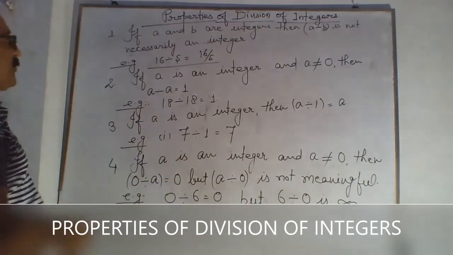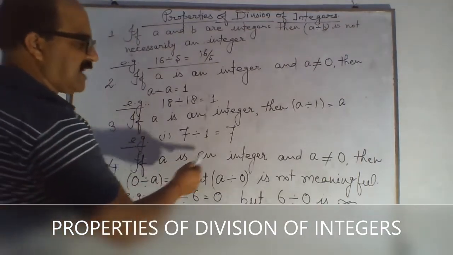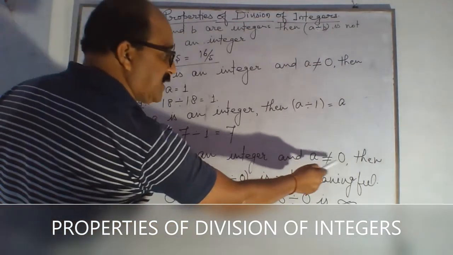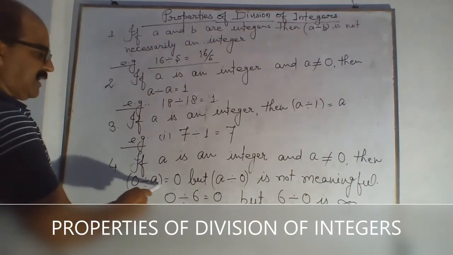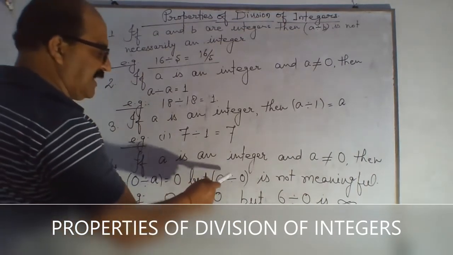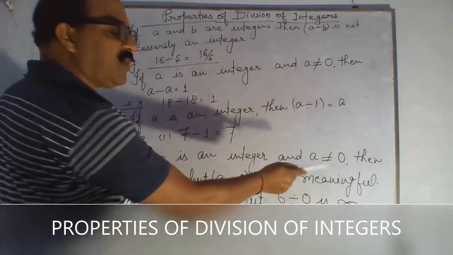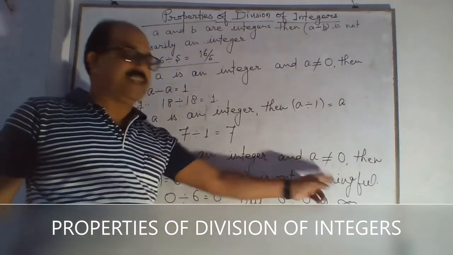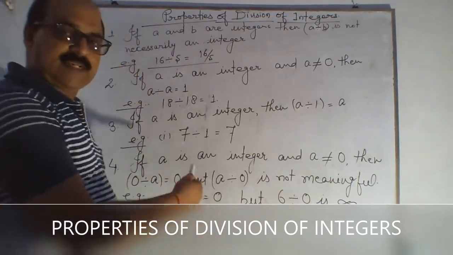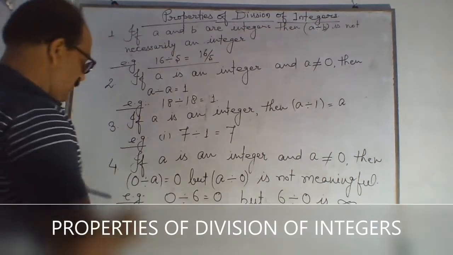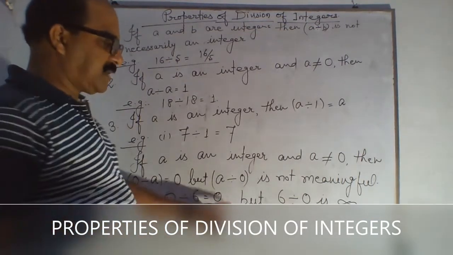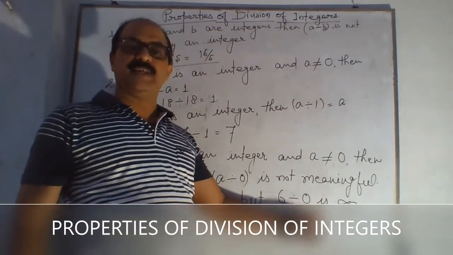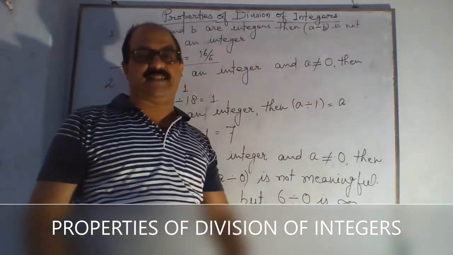The next property: if a is an integer and a is not equal to 0, then 0 divided by a is equal to 0. But a divided by 0 is not meaningful. It can't be defined. For example, 0 divided by 6 is equal to 0, but 6 divided by 0 is not defined. It means meaningless.